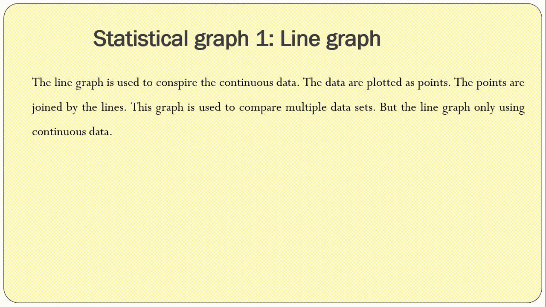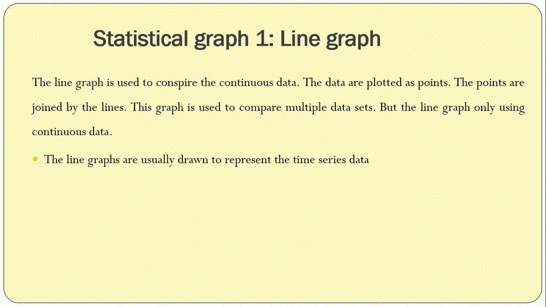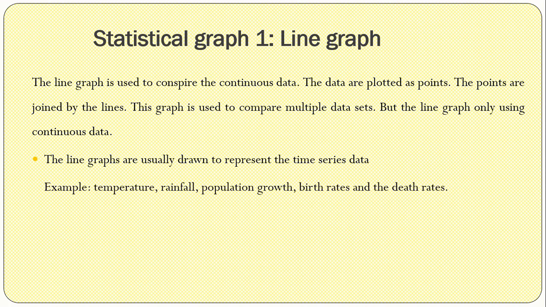Line graphs are usually drawn to represent time series data, where data varies with time. For example, we can represent temperature, rainfall, population growth, birth rates, and death rates.